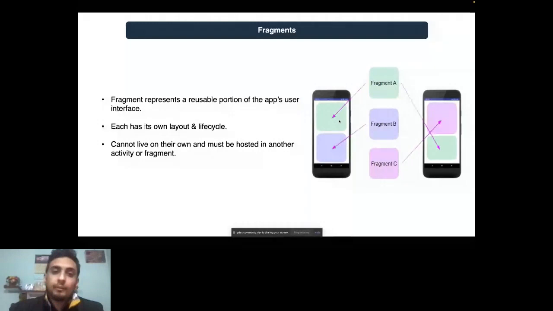So the example goes like this: when you are using the Gmail app on your mobile phone, you see a list of all the emails you have received, and then the email opens inside a new screen. When you are using a tablet, on one side of your screen you get all your emails, and on the right side, when you click on an email, you get it open in the second fragment. In this way you can create dynamic apps.